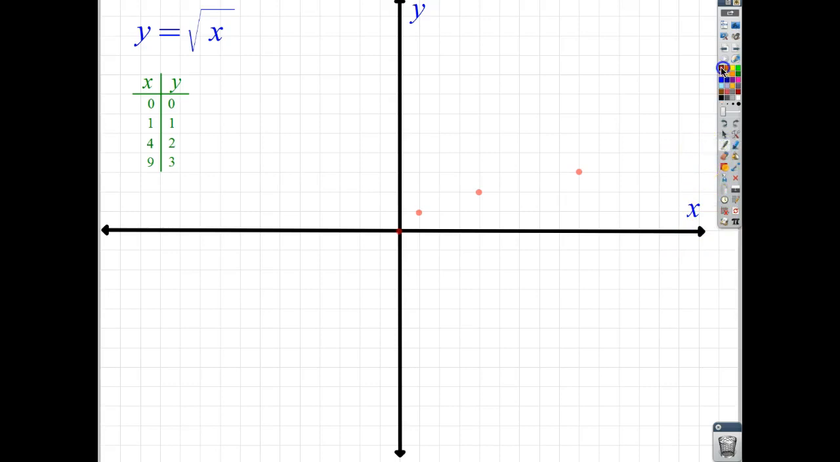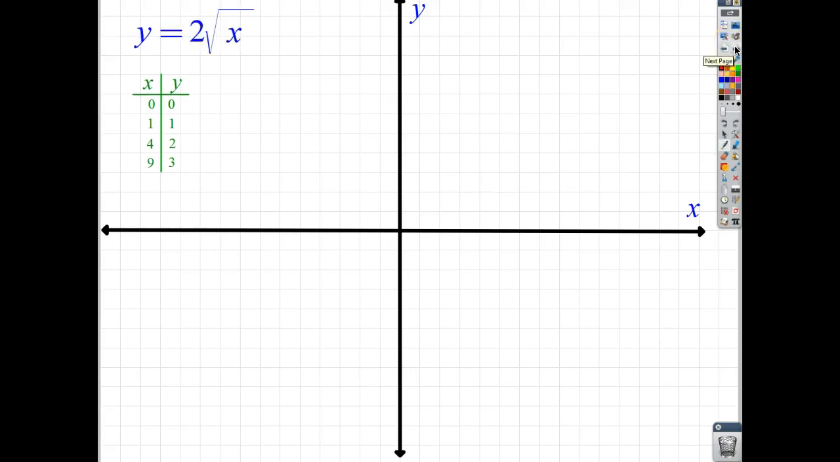So let's go ahead and graph this. This is what our function looks like, kind of like I said, a parabola on its side. It's not perfect, but it gives us the general idea of what radical x looks like. Now let's change this up a little bit.